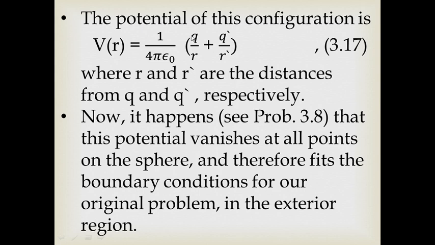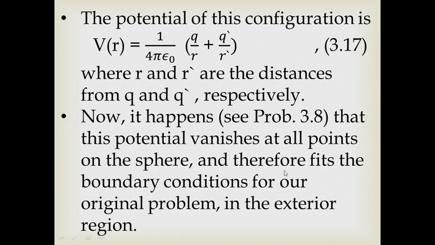And what will be the potential because of these two point charges? Because of these two point charges, the potential V is equal to 1 upon 4 pi epsilon 0 times q upon distance r, where r is the distance from charge q, plus q dash upon r dash, contributed because of charge q dash. r dash is the distance from q dash to a point P. So this potential can be obtained in this situation where r and r dash are the distances from q and q dash respectively.